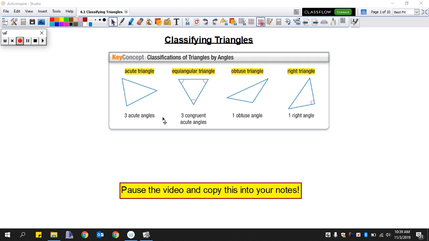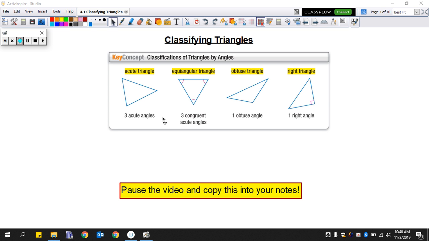In this lesson, we're going to talk about classifying triangles. There are two ways that we can classify triangles. We can classify them by the measure of their angles, or we can classify them by the length of their sides. The first part here is where we're going to learn about classifying triangles by angles.